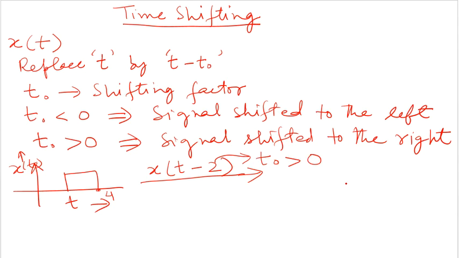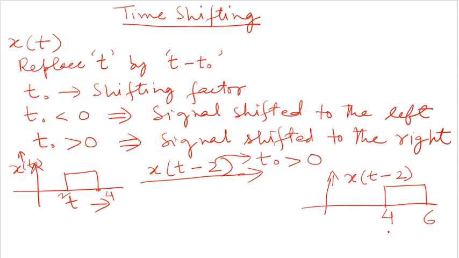What will it mean? This will mean that the signal is shifted towards the right side. And how much will it be shifted? It will shift right by 2 units. The original signal was from 2 to 4, so now this signal will be from 4 to 6. So this signal is x(t minus 2).